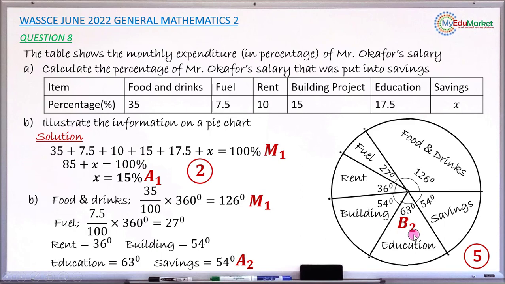Moving to the pie chart. If all the sectors are measured accurately and they are now named correctly, you have this bonus 2 marks. But any sector that is wrongly measured, minus half a mark. So in total, if everything is answered correctly in this question A to B, you have 5 good marks.